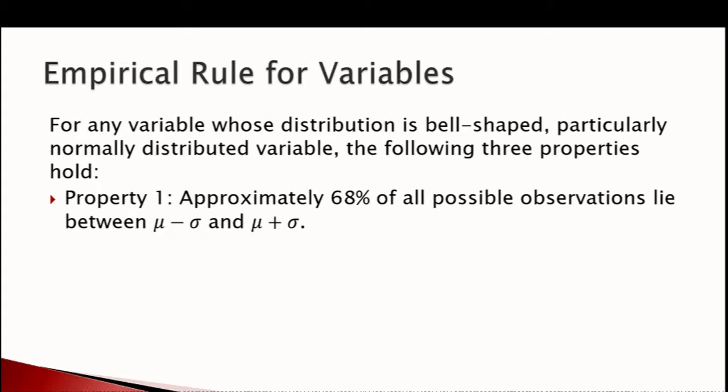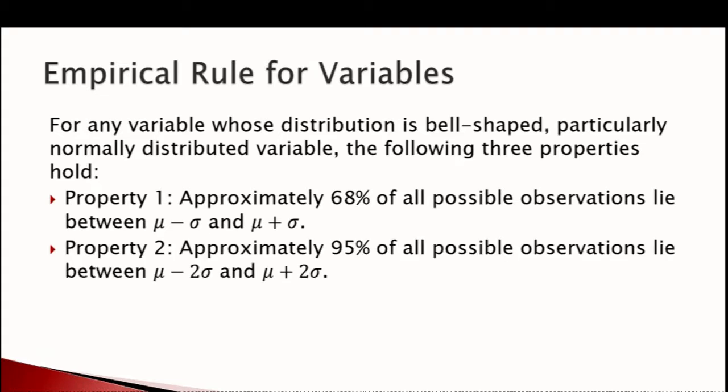Property 1. Approximately 68% of all possible observations lie within one standard deviation away from the mean, namely mu minus sigma and mu plus sigma. So just one standard deviation away from the mean in either the negative direction, that is why we subtract, or the positive direction, that is why we add.